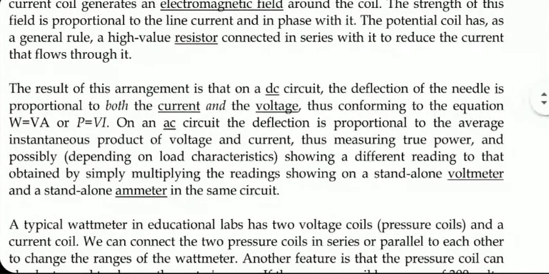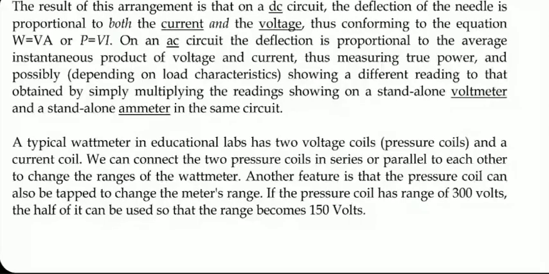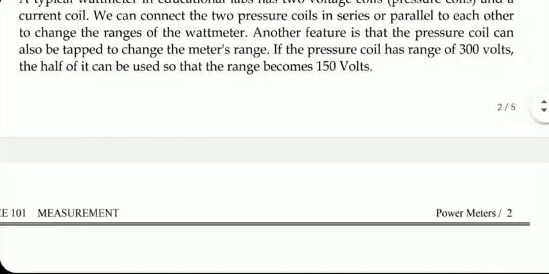We have some power meters in our labs. Someday you may see them as well. In general, for making things more practically useful, we have more than one current coil and more than one pressure coil. Although theory says you need only one of each, to handle different ranges of powers, different ranges of voltages, different ranges of currents, we put in different coils. That is more practical. This is how the diagram is.